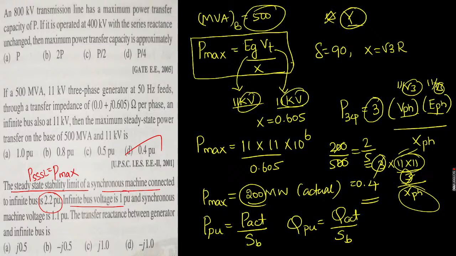Infinite bus voltage is 1 per unit. Synchronous machine is having the voltage of 1.1 per unit. That is generator voltage. This is a terminal voltage. The transfer reactance between the generator and the infinite bus is dash. That is a very small theoretical question. Same formula, you can use it again.